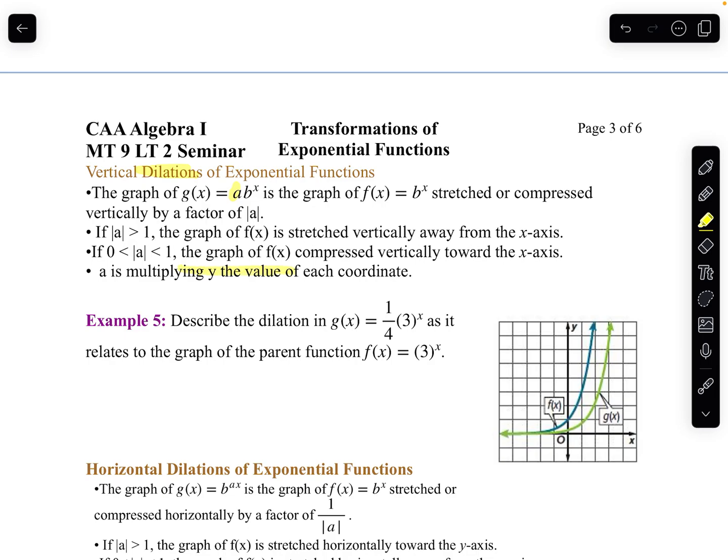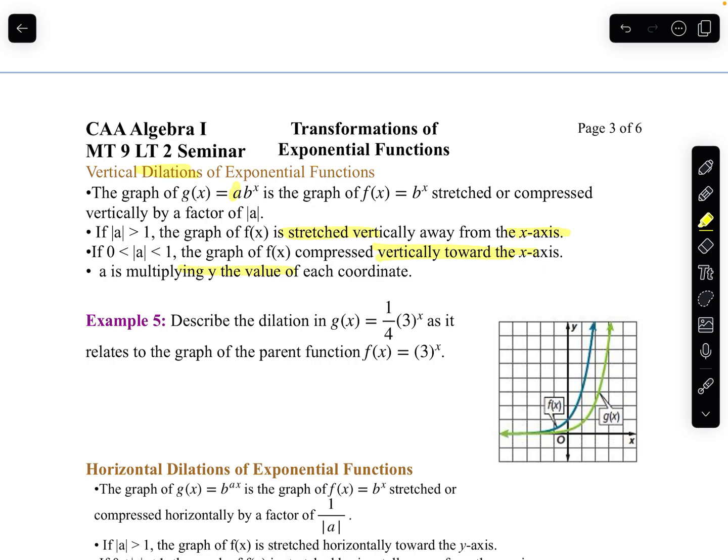that. Now, if I multiply it by a number bigger than 1, I'm going to stretch it away from the x-axis. If I multiply it by a number between 0 and 1, a fraction, I'm going to compress it towards the x-axis. The important thing to remember is that the value, the number in front of your power, multiplies it, so it stretches my y value.